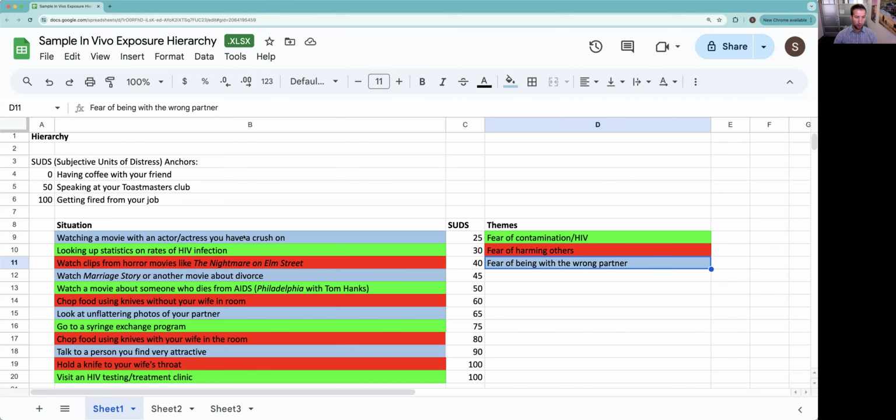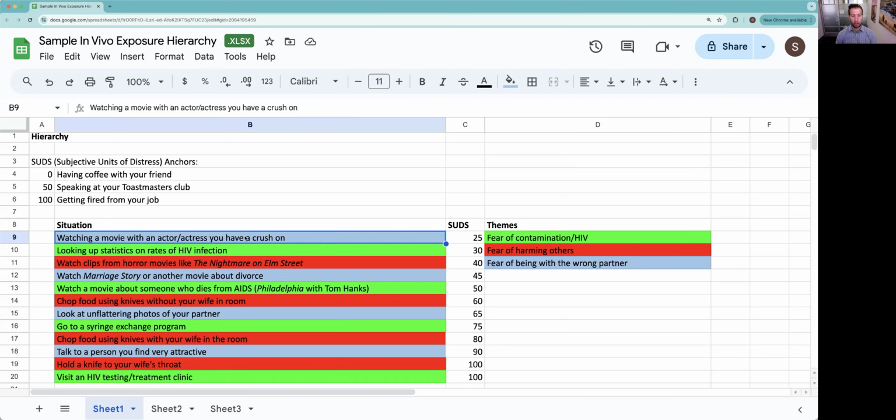And so for the situations in the hierarchy, I created a list here and ranked them from a low-level SUDS of 25 all the way up to our highest, which is, of course, 100. So I'll walk through each situation and why I would rank it at that level and move through systematically here. So first, a blue related exposure, and that means it's a fear of being with the wrong partner or like a relationship sort of OCD.